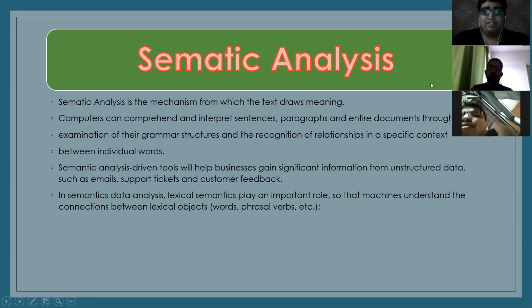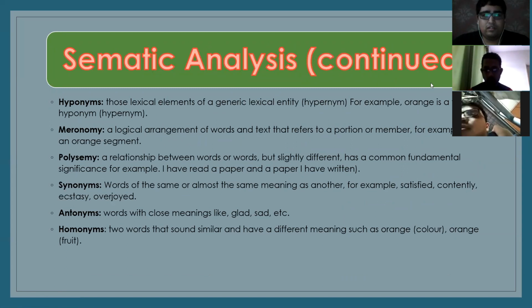Semantic analysis is a mechanism to draw meaning from text. It can comprehend and interpret sentences, paragraphs, and entire documents, for example the grammar, structure, and relationships. Next. There are five things you have to know about: hyponymic, meronymic, polysemic, synonymic, antonymic, and homonymic. Next page.